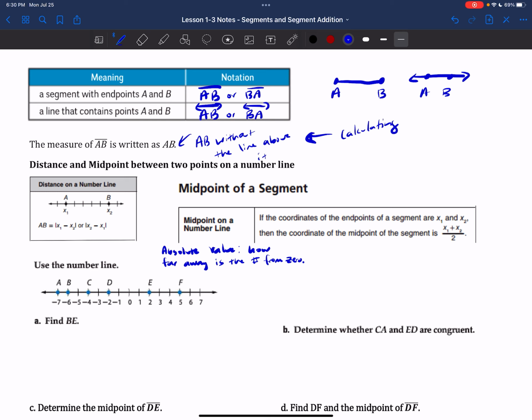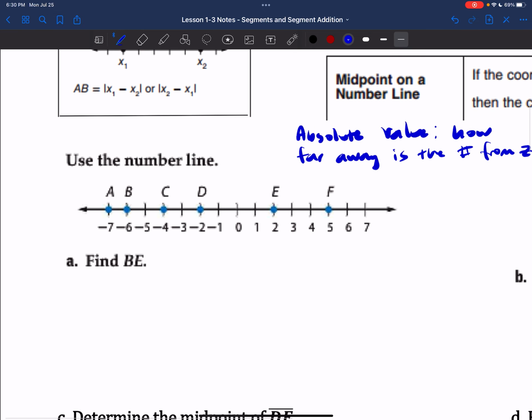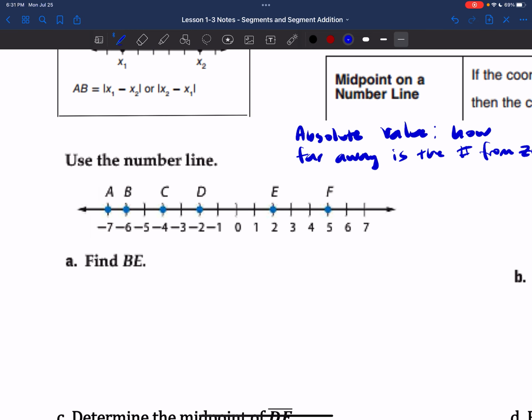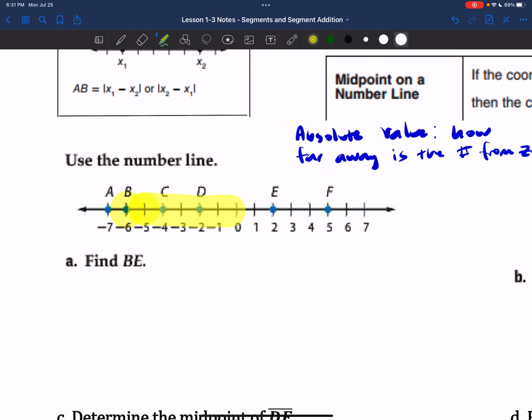Let's take a look at this particular number line, and it says find BE. I'm trying to find that measure BE. I'm calculating the distance between B and E. So let's find where BE is. BE is from here to, let's see, from here.